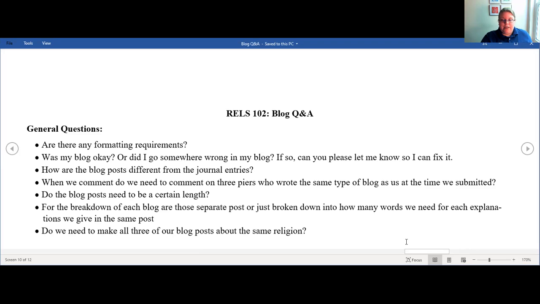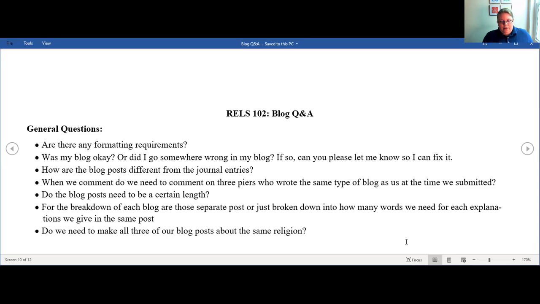Do we need to make all 3 of our blog posts about the same religion? No, they actually cannot be about the same religion. Each blog post should be from a different category, and each blog post should be about a different religion. So if you use Christianity as your first blog post, then your second blog post cannot be about Christianity. It can be about any other religion besides that. Denominations count as a religion. So if you decide to write about Catholicism, that counts as Christianity. You can't do another blog post about Protestantism or Orthodox.